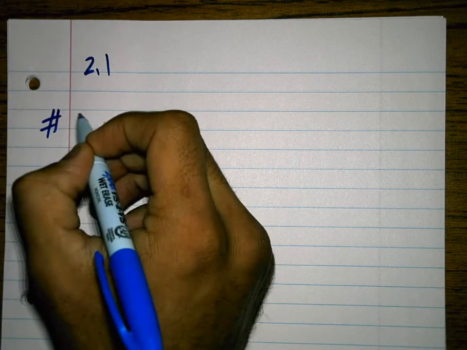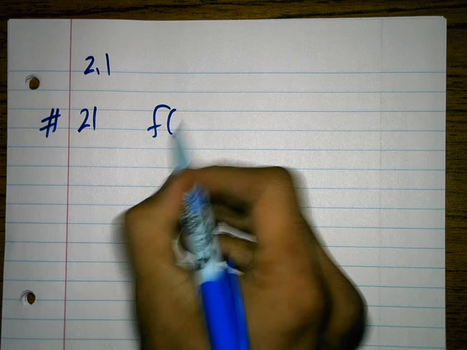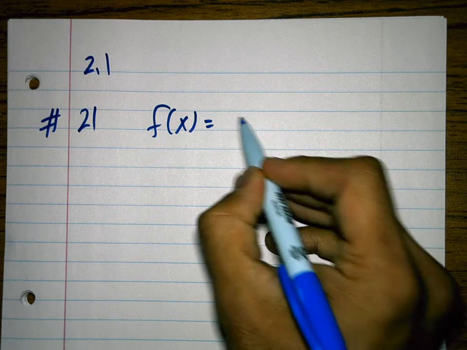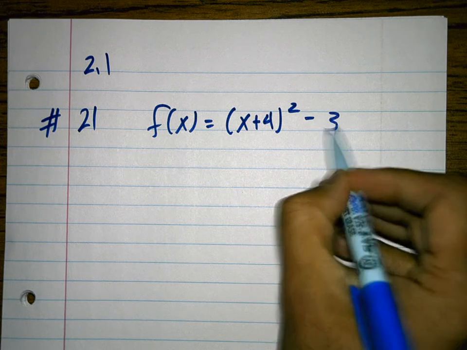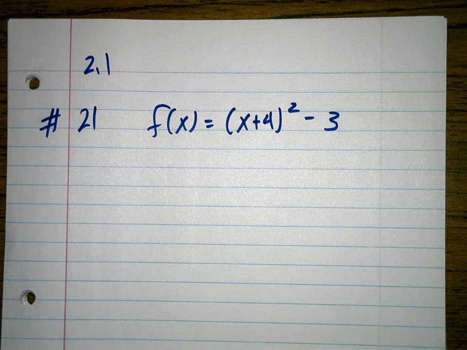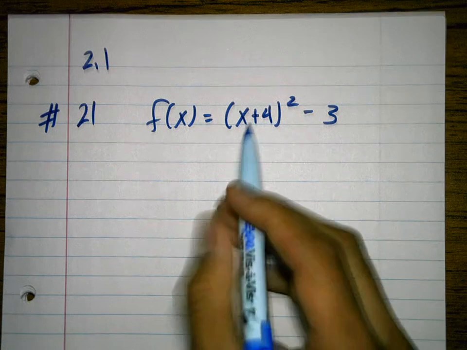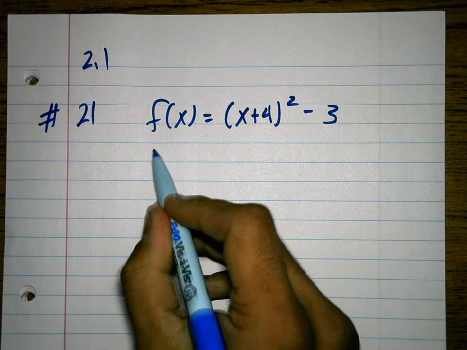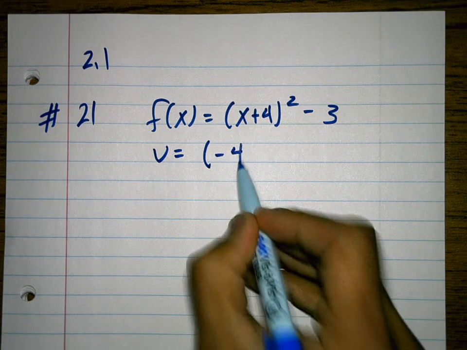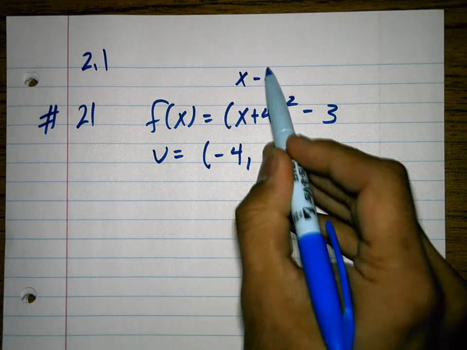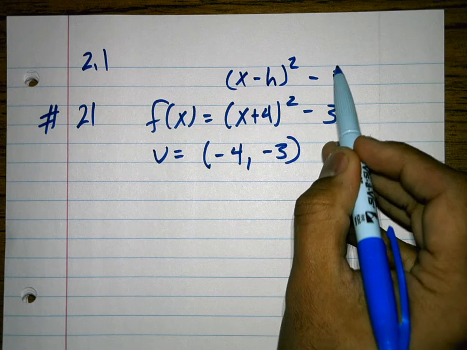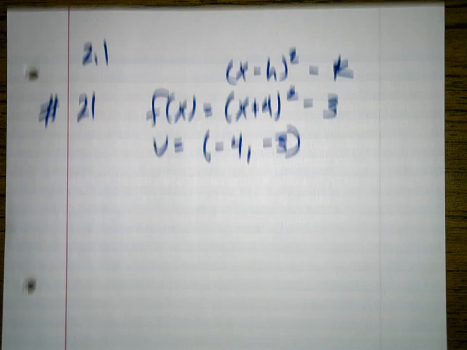Number 21 says f of x equals (x plus 4) squared minus 3, and they want to know the vertex. Okay, so this is in the standard form here, so the vertex is simply -4, -3, getting it from the HK form right there.